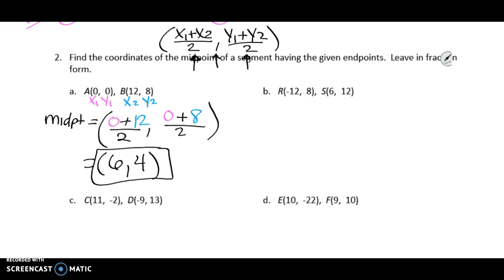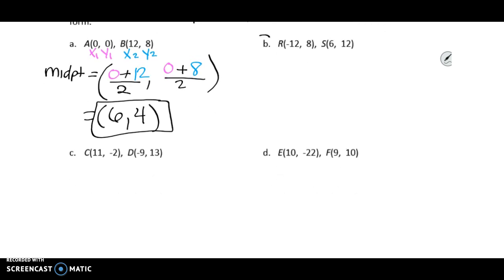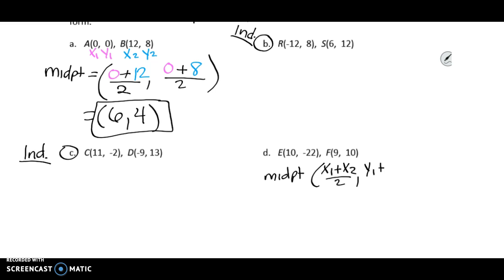Great. So this time, I will do letter D. We are doing B and C as independent practice. And you'll have to come back and check those. But for now, let's do letter D. So again, my formula for a midpoint. I have to average the x's, so x1 plus x2 over 2, and then average my y's, so y1 plus y2 over 2. So label them, x1, y1, x2, y2, and then I start plugging in.